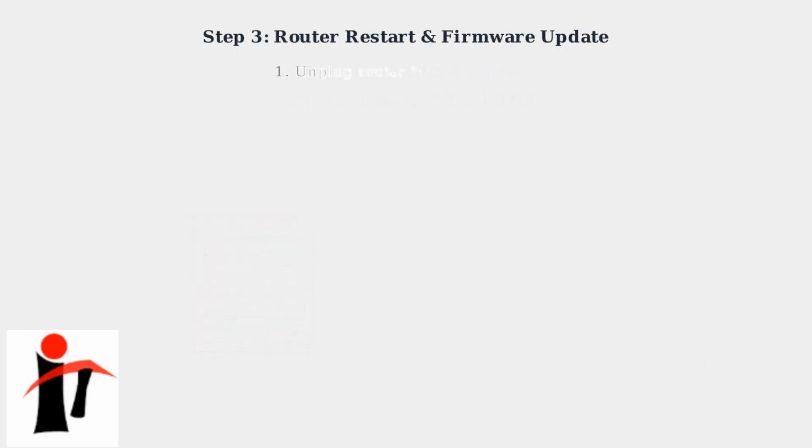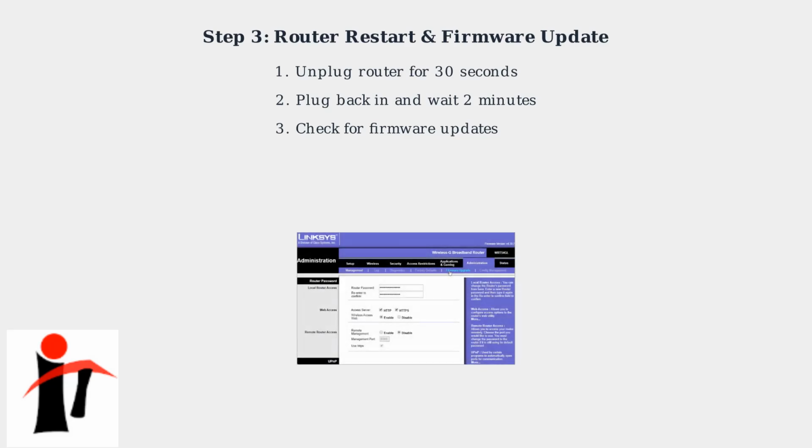Restart your router by unplugging it for 30 seconds, then plugging it back in. Wait about 2 minutes for full startup. Also check your router's admin panel for firmware updates, as outdated firmware often causes connectivity issues.